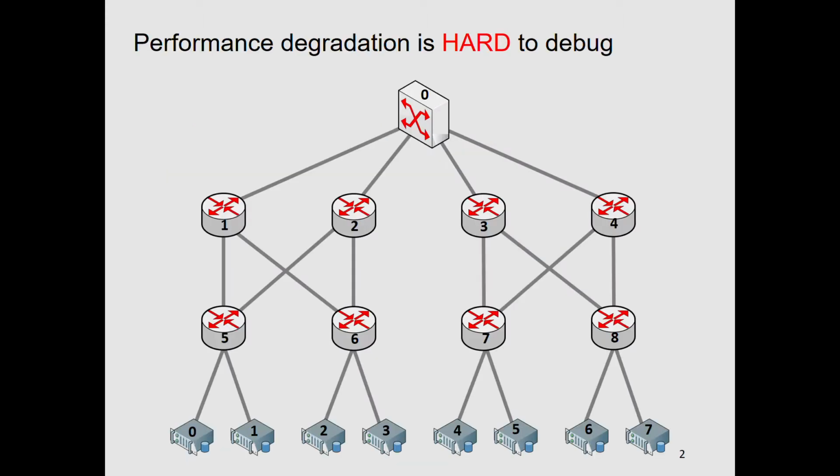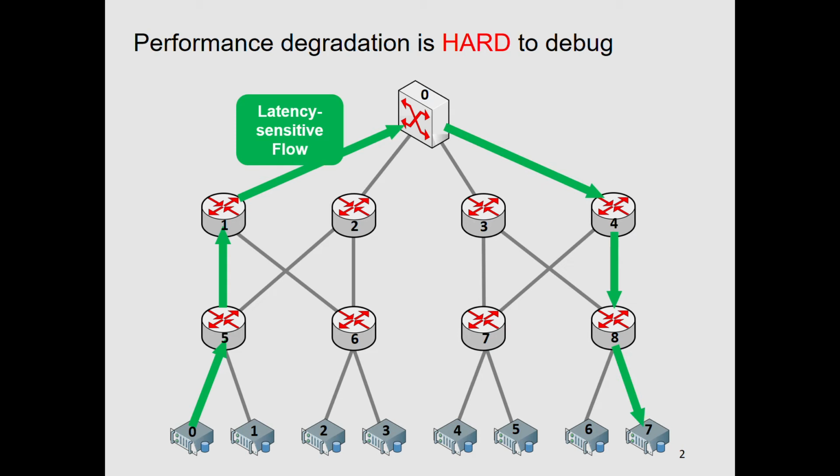The performance degradation problem is sometimes hard to debug in today's data center network. Take the following network for example. This is a part of a factory network. Consider we have a green latency sensitive flow sending from server 0 to server 7 through the green path. And there is a small control flow from server 1 to server 2. This red flow is acceptable because it won't create extra latency for the green flow.